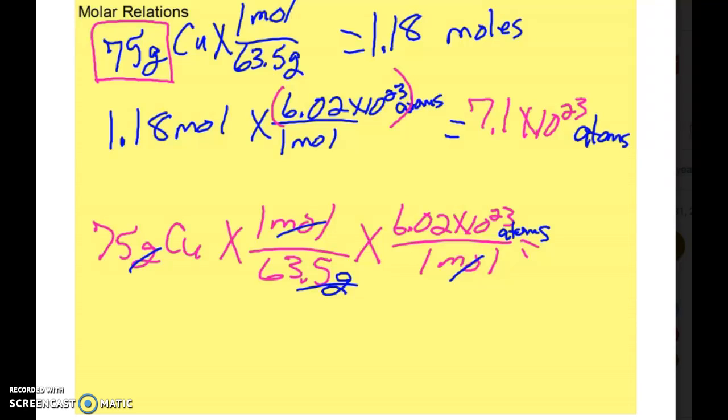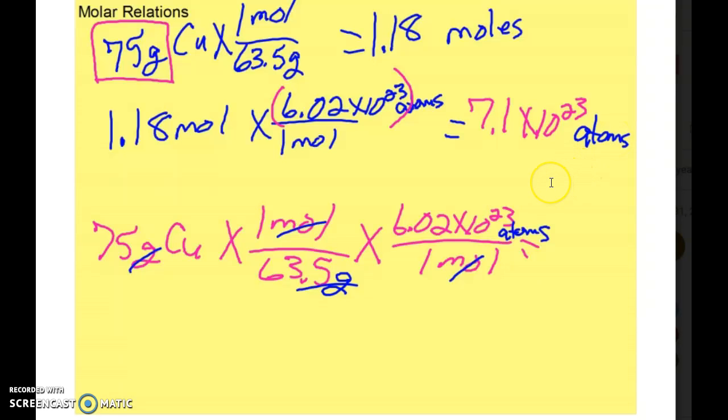Just to introduce a 2-step problem here, if I had 75 grams of copper and I wanted to know how many moles that was, I would have to look up the molar mass from the periodic table and do this calculation, which you did a lot of last week on your last worksheet. And then if I want to know how many atoms that is, I can do that, but first I had to convert it into moles. Once I know how many moles there are, then I can use the conversion factor with Avogadro's number to get rid of moles and convert all the way to atoms.